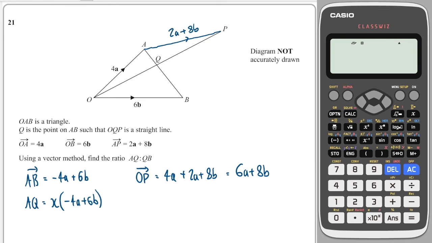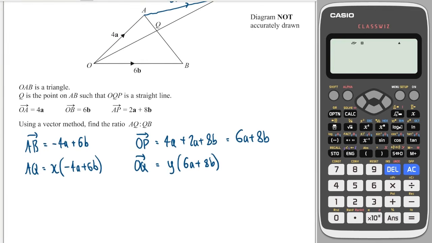Now let's notice that OQ is on that line, so it's some fraction of that line. So I can call it, let's say, y lots of 6a plus 8b. And now I have that, I can get another expression for AQ in terms of y, which is exactly what I want. I want two expressions for AQ, one in terms of x, one in terms of y, and then I can solve simultaneously.